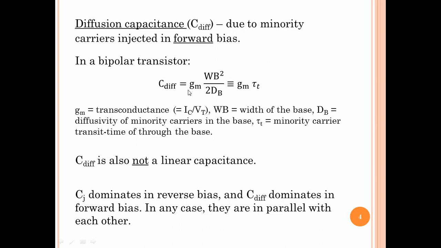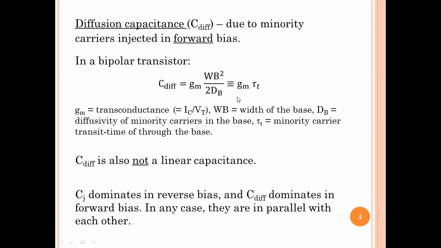For a bipolar transistor, the expression for the diffusion capacitance is this, where gm is our transconductance, IC over VT. Wb is the width of the base region. So you have a collector, base, emitter. Wb is the width of the base region. DB is called the diffusivity of minority carriers. D is the diffusivity. This DB refers to the diffusivity of minority carriers in the base. So in an NPN transistor, the base is p-type, so DB will be the diffusivity of electrons in the base region. This quantity Wb squared over 2 DB is often also called the transit time, tau T or tau B.